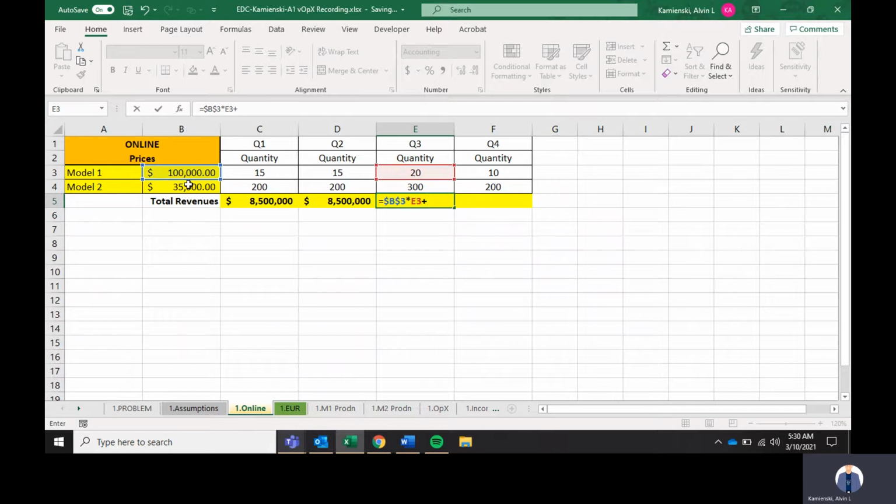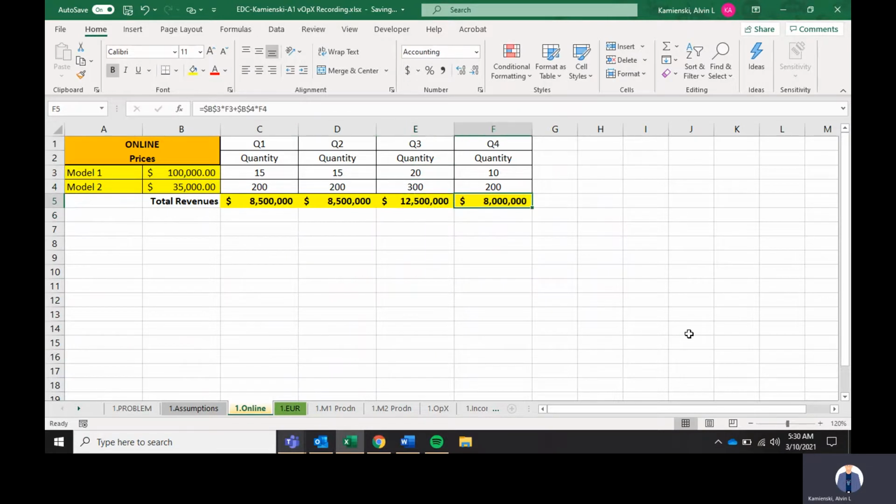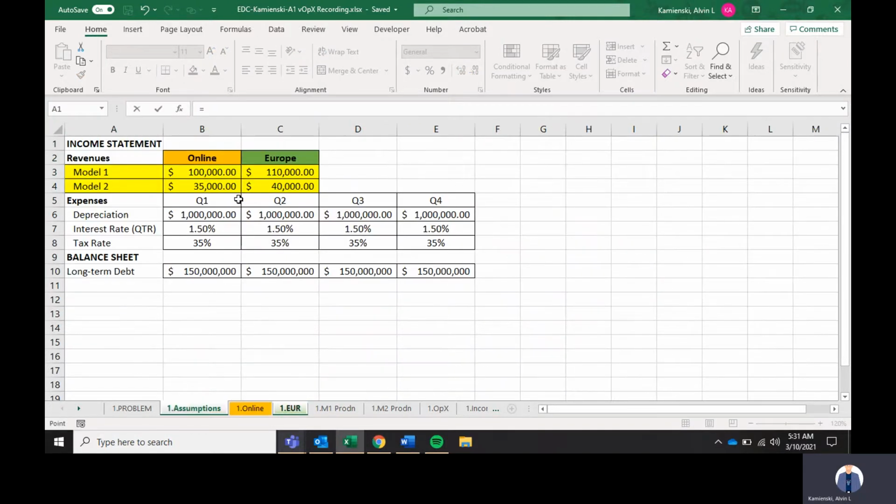Same thing, if I go to Model 2 and lock that reference and multiply by the quantity sold in quarter 3, now I can see I have a much bigger sales number. And then watch when I copy and paste, it kept that reference to B3 and that reference to B4, but it updated the quantities to be in column F, where previously they were in column E. So that's using dollar signs to set up fixed references in Excel so that you start getting quicker on your ability to build out.